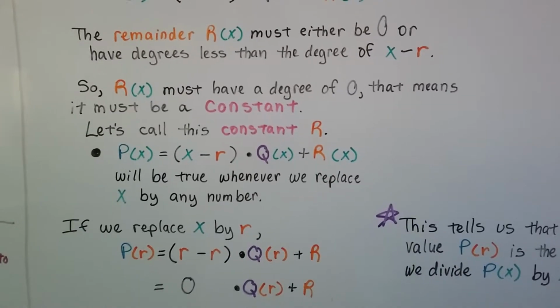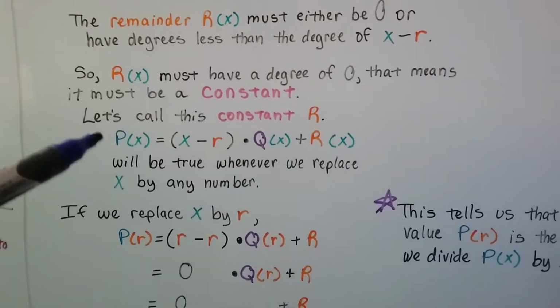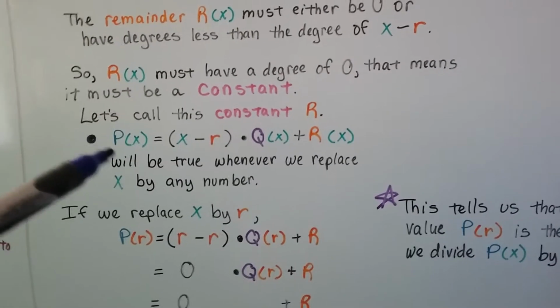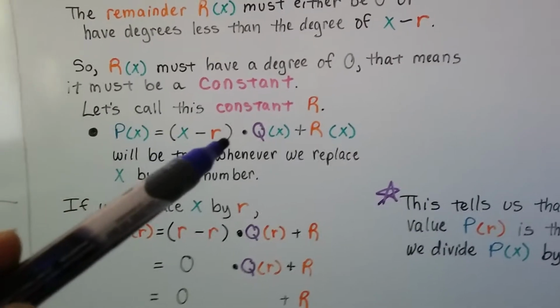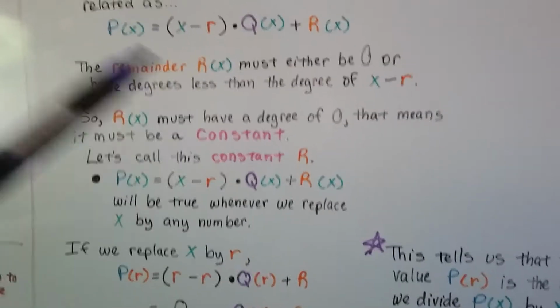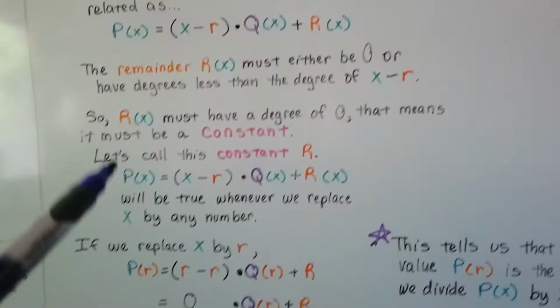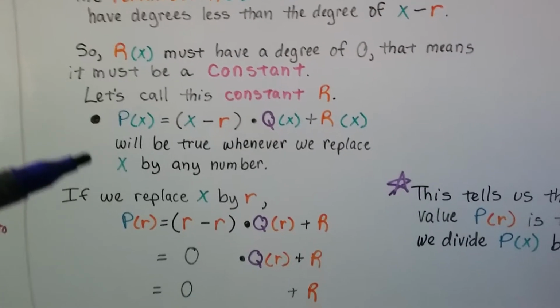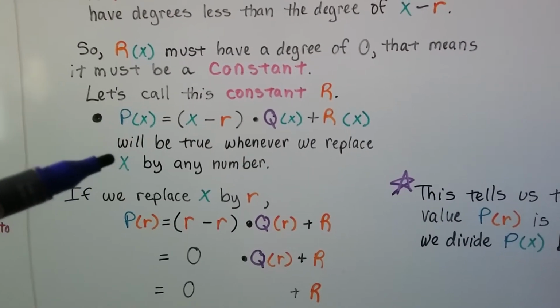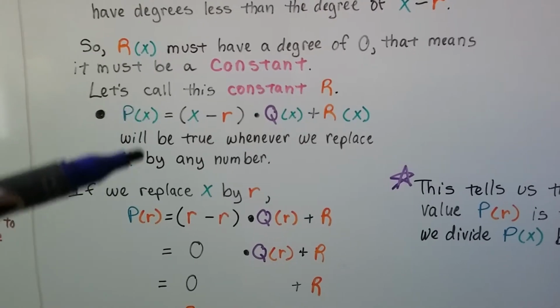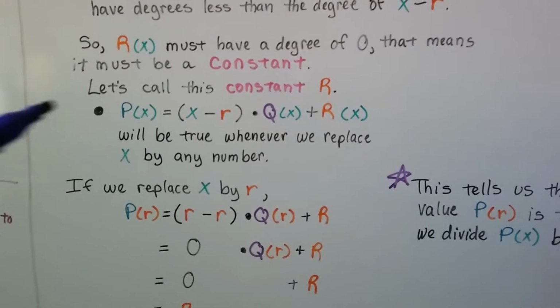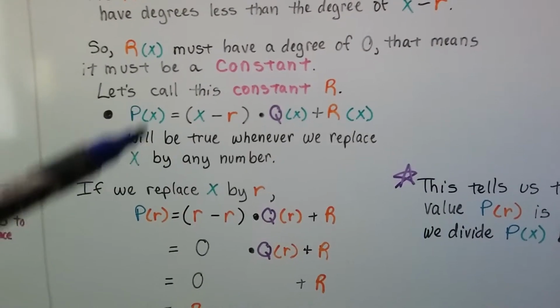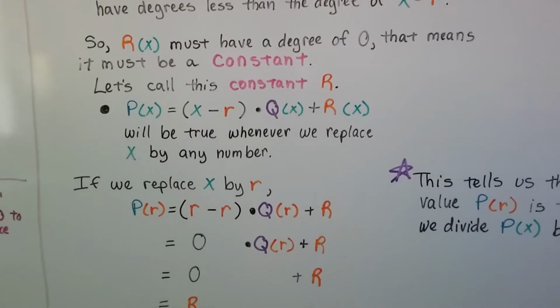So let's call this constant R, and we've got P of x equals x minus r times the Q of x plus the R, right? That's our expression here, all right? This will be true whenever we replace x by any number. We could put a 2 there, we could put a 99 there, doesn't matter. Whenever we replace x by any number, it's going to make this expression true.